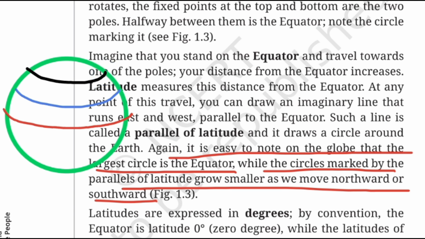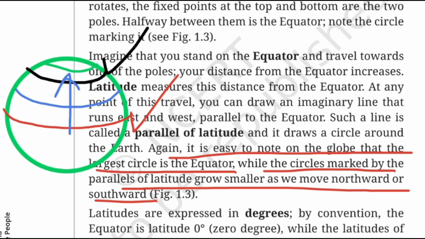It is clearly shown that this red one will be the largest circle, isn't it? If it is encircling the earth, this red one will be the largest and this black one is the smallest among the three, isn't it? Similarly, if you are going towards the pole, the circle will become smaller and smaller. I will draw another one here. This green one will be even smaller, isn't it? If you are moving towards the pole, the circle will become smaller and smaller.